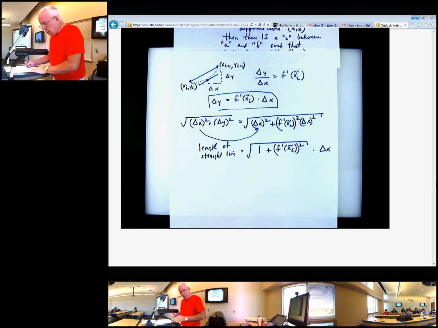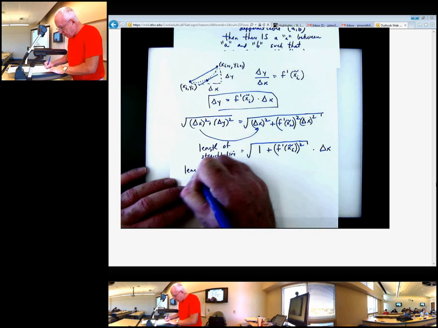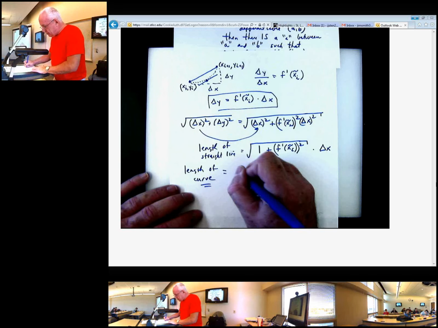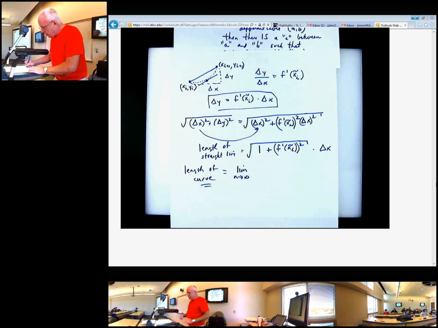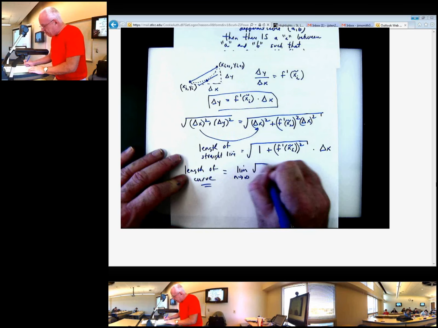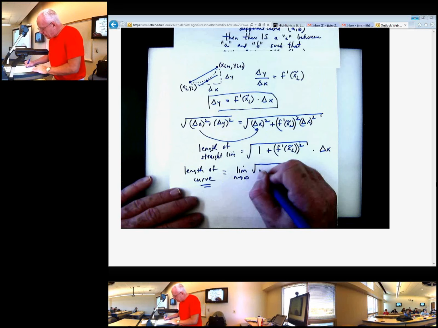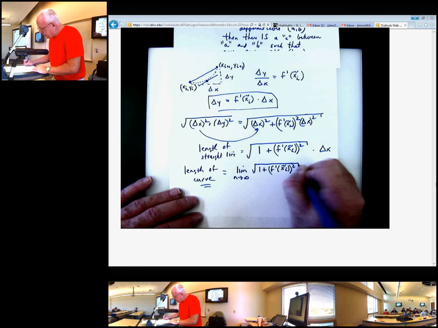So therefore, the length of my curve, now we're at the length of the curve, is going to be the limit as my intervals go to infinity of the length of my individual straight lines. So I'm going to put the limit of the square root of 1 plus f prime of x tilde, all squared, times delta x.